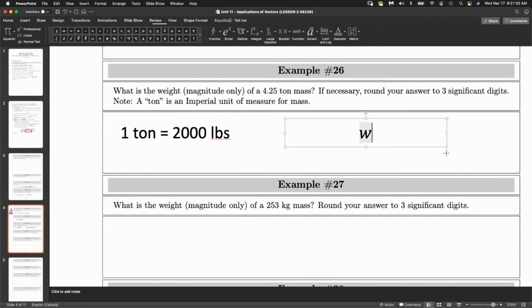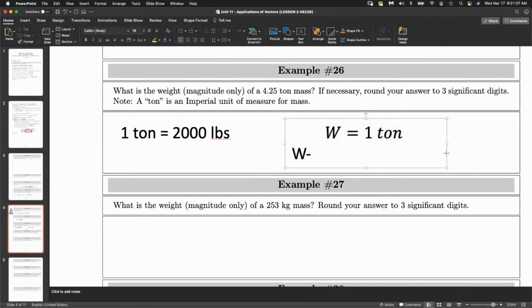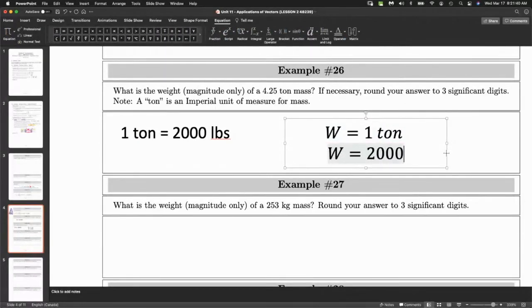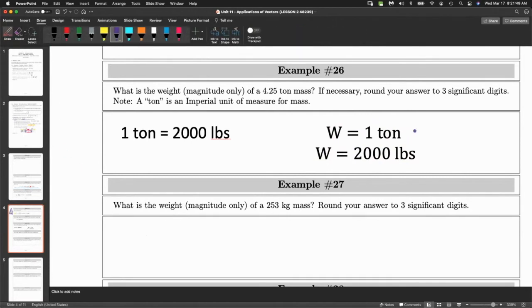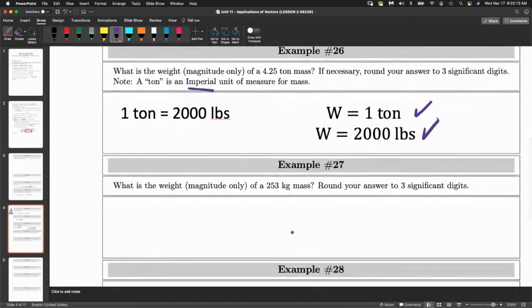We can just say that the weight is equal to 1 ton. The weight is equal to 2,000 pounds. They're both right. Both answers are correct, by the way, because it's in the imperial system, okay? When it's imperial, mass and weight, the numerical value is the same, as long as you're sticking to imperial units. So those two questions are not meant to confuse you, they're meant for you to clarify the difference.